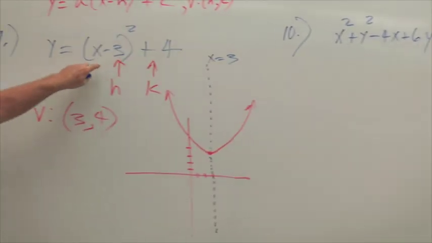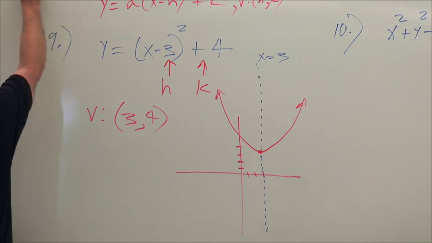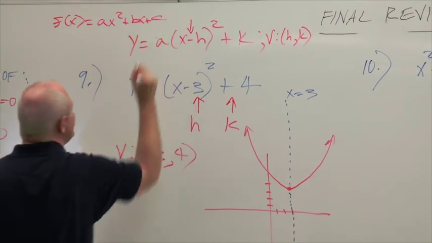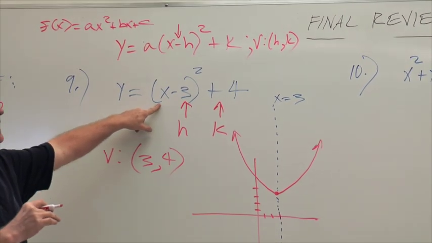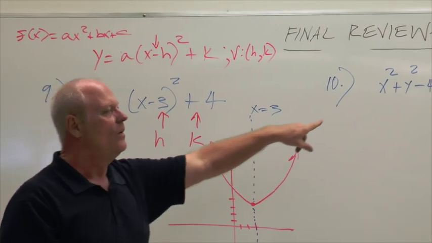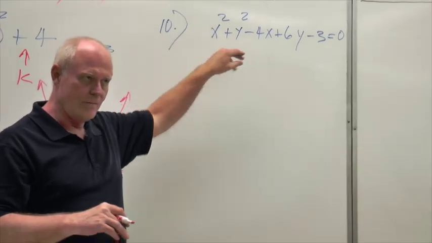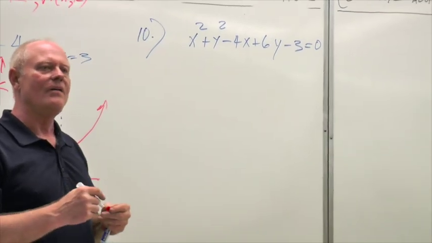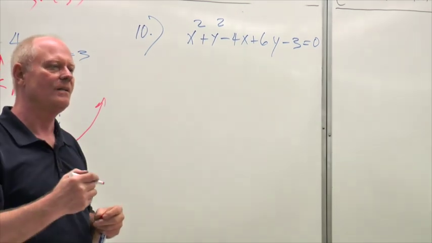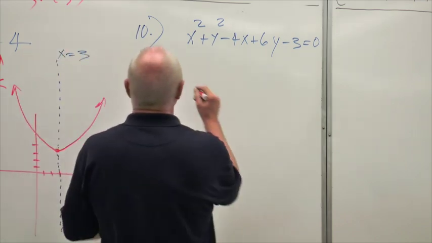Vertex form. This is actually taking something in the form of f of x equals ax squared plus bx plus c, right? And putting it into vertex form by completing the square, right? Well, guess what we're going to do? We're going to take the general form of the circle, and we're going to complete the square on the x's and the y variables, and put it into what's called center radius, right? Good? Okay, so here we go.